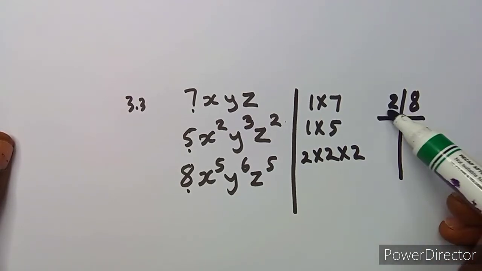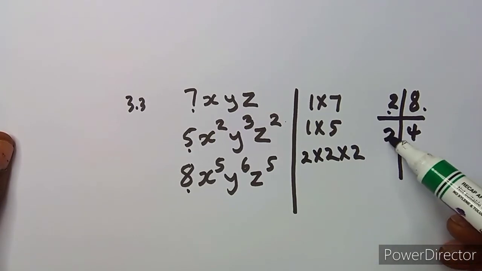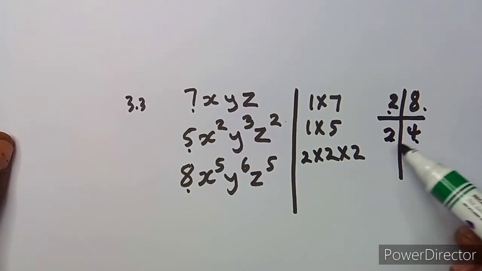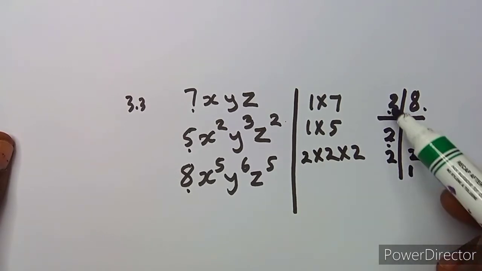So I'm just going to divide 2 into 8, that is 4. The smallest number is 2. I use the smallest number, 2 into 4, or 4 divided by 2, that is 2. 2 divided by 2 again, which is 1. So these are the numbers.